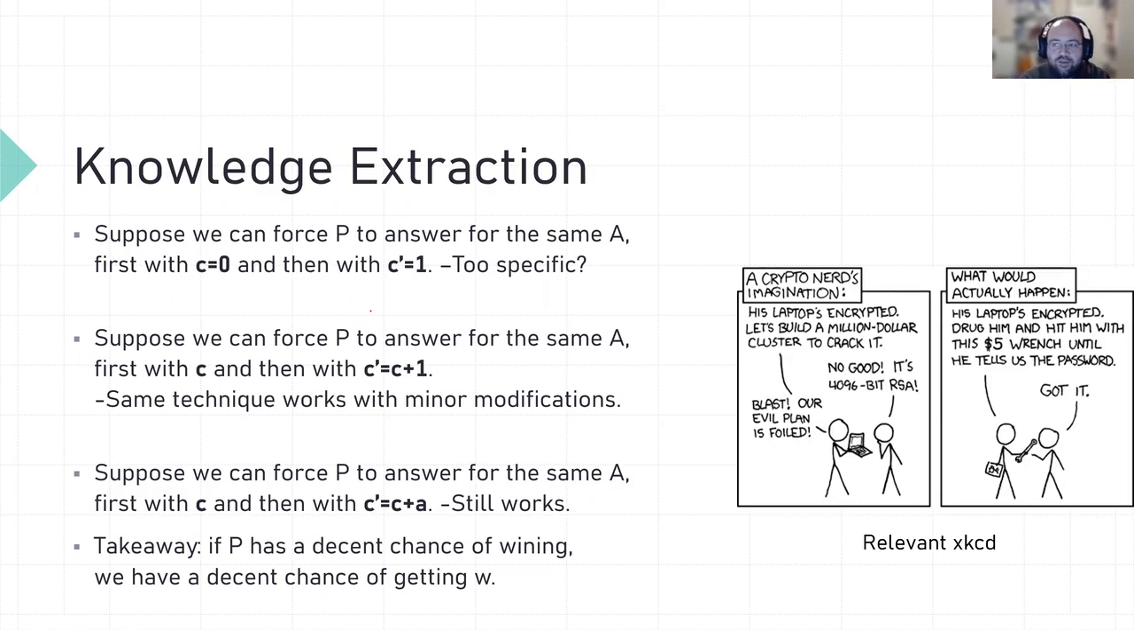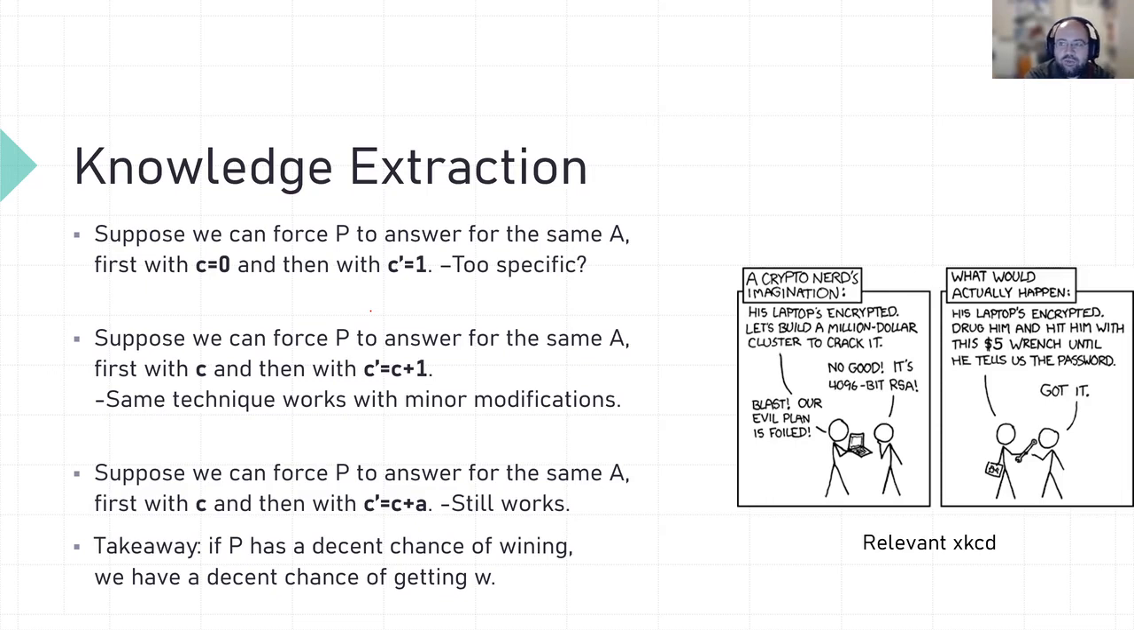So suppose we change this argument around and we argue that if somebody can correctly answer some challenge C and some other challenge, which is C plus 1, then we can use a modified version of the same argument and then get the witness. Can we do that? Yes, we can. So now it's getting even harder to cheat, because essentially anybody who can answer two successive challenges must know the witness, ergo they cannot cheat.